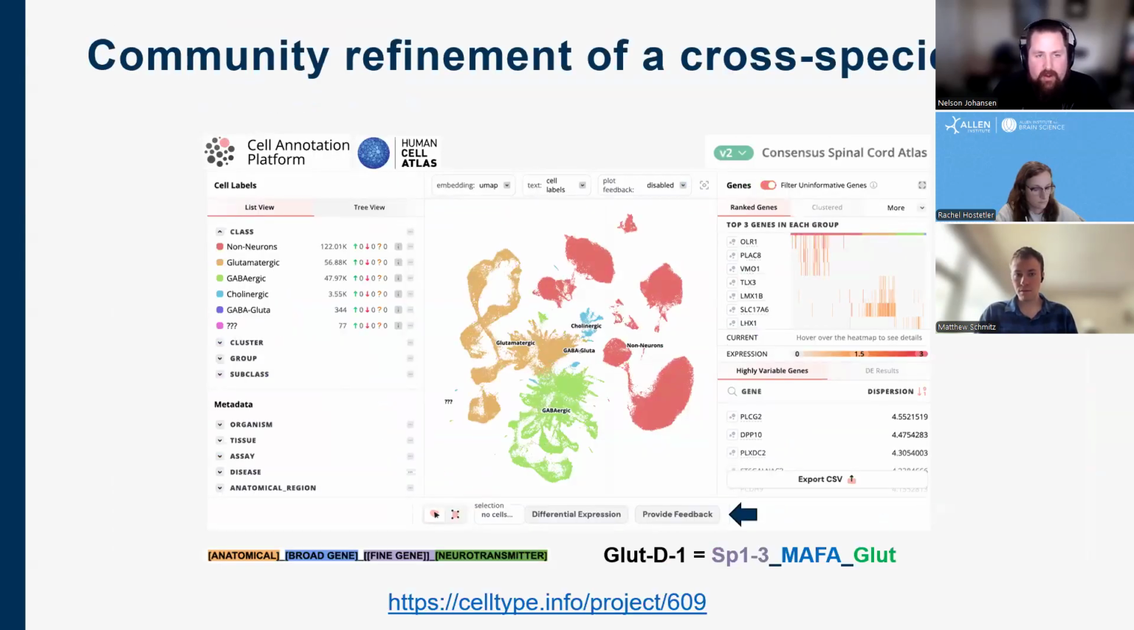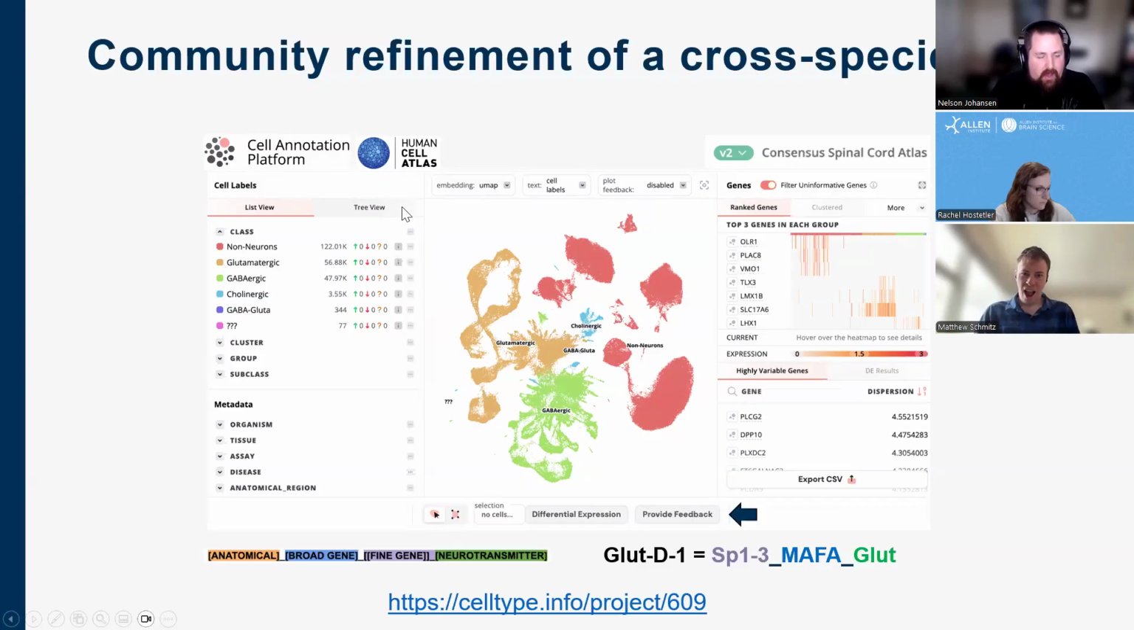We also are starting to use more tools to engage with the broader community. Once we have an initial taxonomy, we want to pass that by our collaborators and the public in general. So we've been using this cell annotation platform, CAP, from the Human Cell Atlas. Essentially, it's a platform where we can put our taxonomy and molecular data, and anyone in the world can go and give feedback.